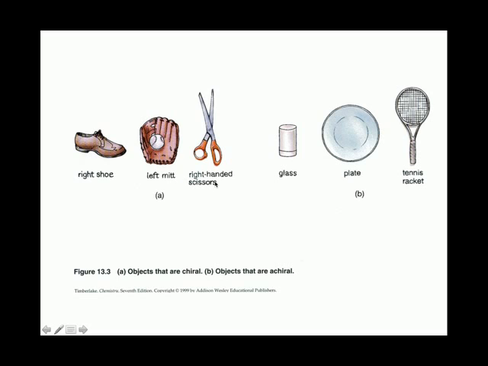If you're right-handed, you don't even notice that because almost all the scissors you see out there are made for you. People that are left-handed either have to learn how to use their right hand with scissors, or they have to buy left-handed scissors. Now, here are some objects that are achiral. A glass, if looked in the mirror, looks exactly the same. Plates and a tennis racket look exactly the same. But if you put any one of these three on the left in a mirror, you'll be looking at the mirror image of it. So a right shoe looks like the left shoe in the mirror. A left mitt will look like the right mitt in the mirror.